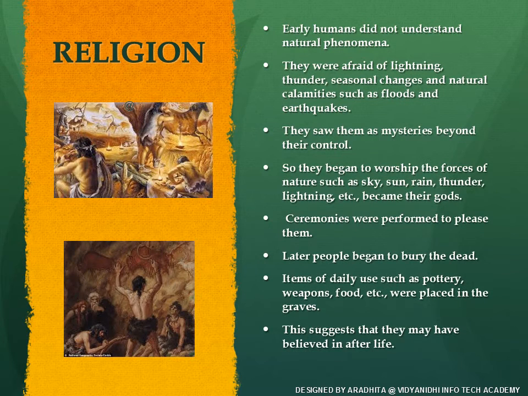Religion. Early humans did not understand natural phenomena. They were afraid of lightning, thunder, seasonal changes, and natural calamities such as floods and earthquakes. They saw them as mysteries beyond their control. So they began to worship the forces of nature such as sky, sun, rain, thunder, lightning, etc. These became their gods. Ceremonies were performed to please them.